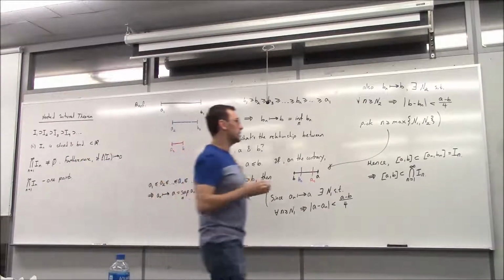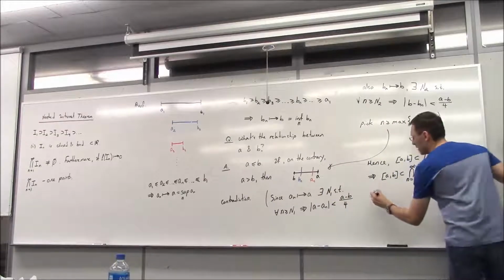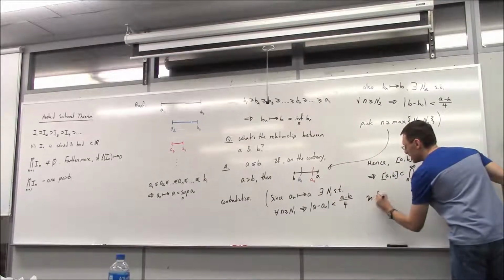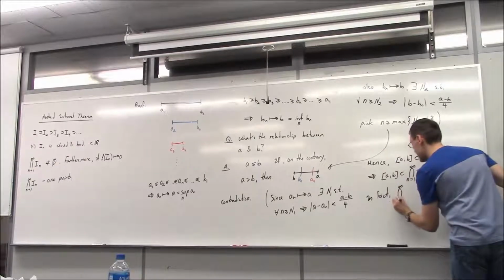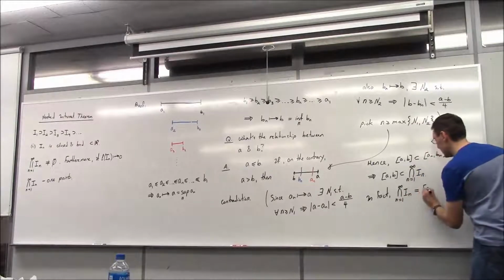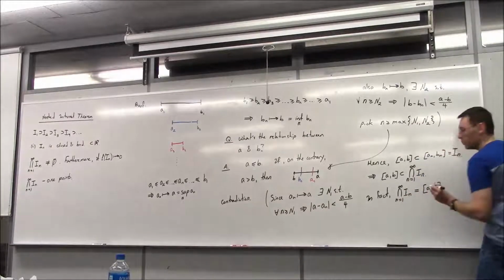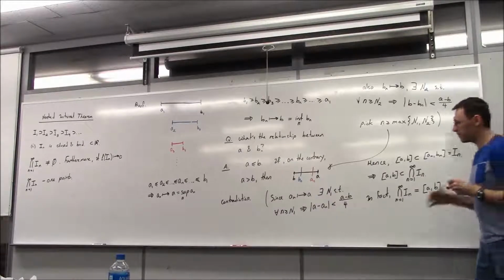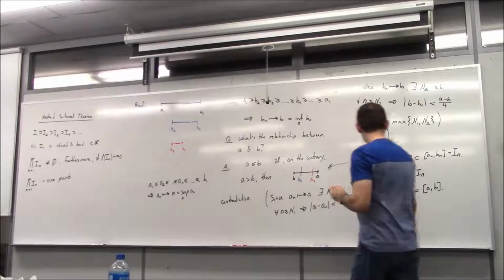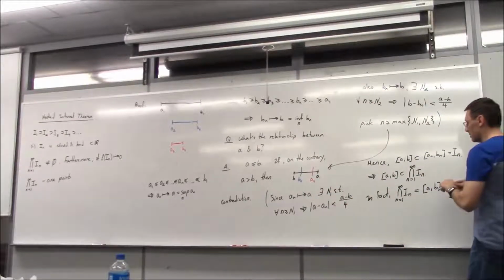So I'm just going to write here, just verify. In fact, the intersection where n equals 1 through infinity of In is exactly the interval from A to B. I'll leave it to you to verify.